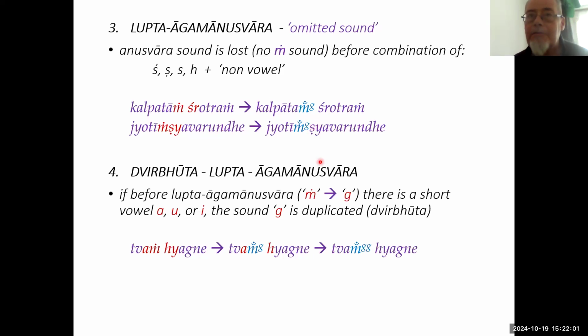But one more thing. In this Jyotig, after sh there is a short a, so it should be double g. No. Double g is when you have a short vowel before anusvara. You see, in this case, before anusvara. Before, not after. Okay. Thank you. So Kalpatag, Jyotig. Okay, let's move forward.